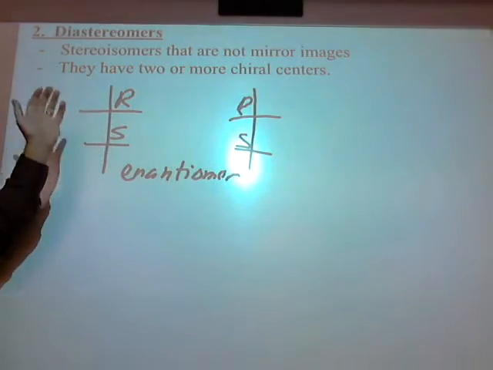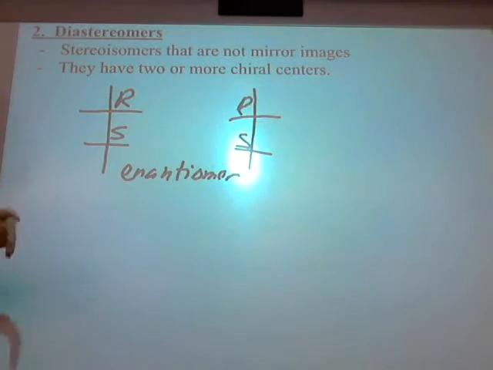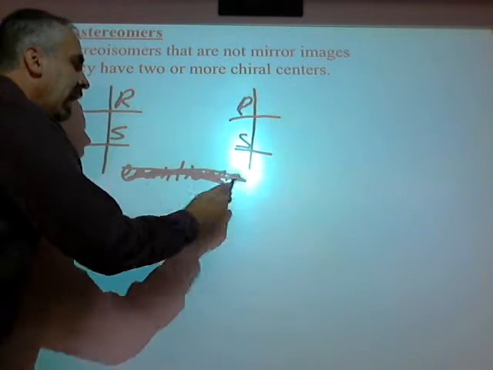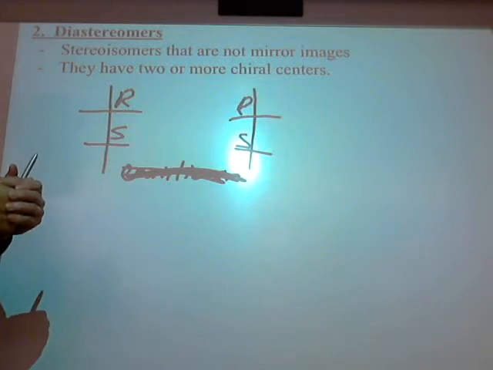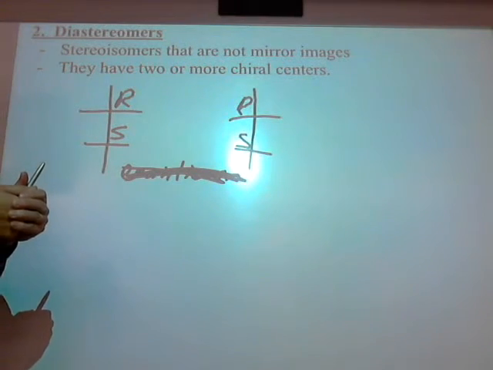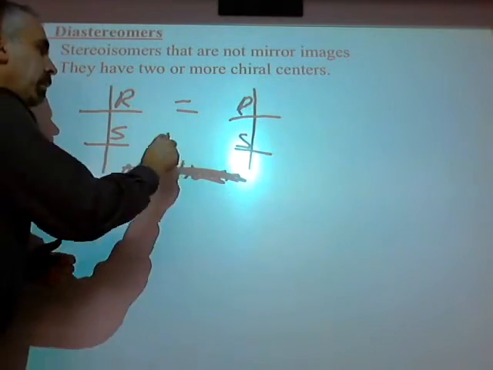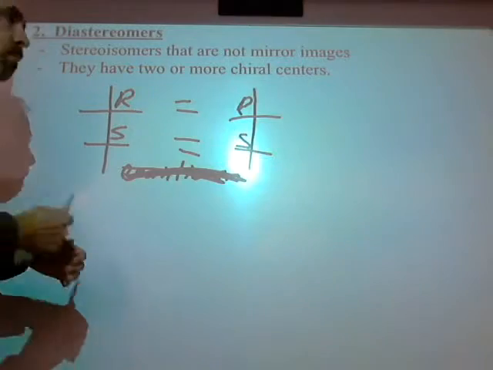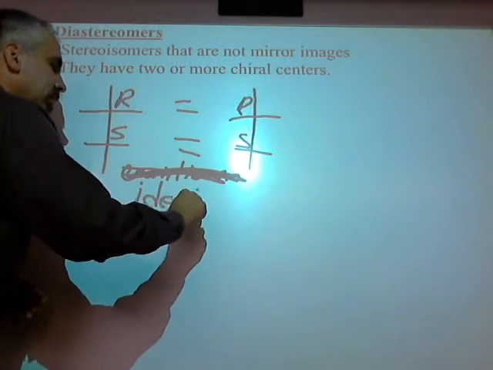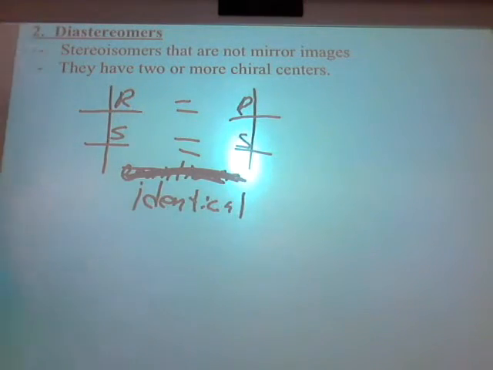The fact that there's 2 chiral centers doesn't mean you can't have an enantiomer. You can. But are these enantiomers? No. They're not enantiomers unless they're mirror images. Are they mirror images? No. If this is R and S and that guy's R and S, the top half is equal and the bottom half is equal, what do we call those guys? Identical. They're exactly the same. That's what's called identical.